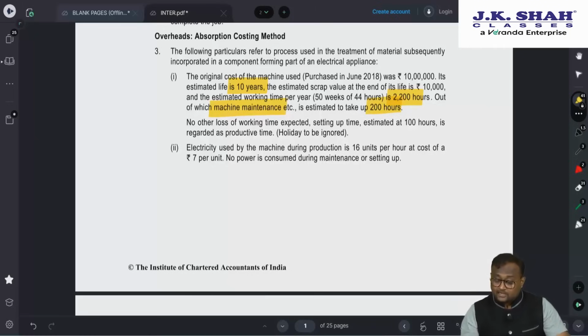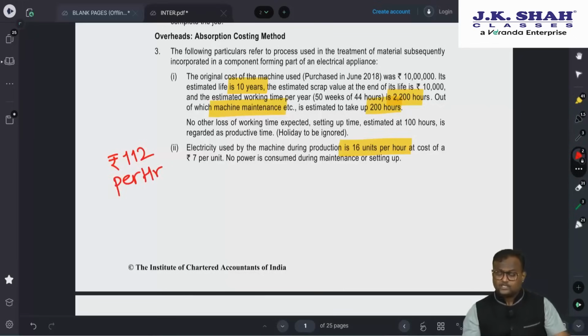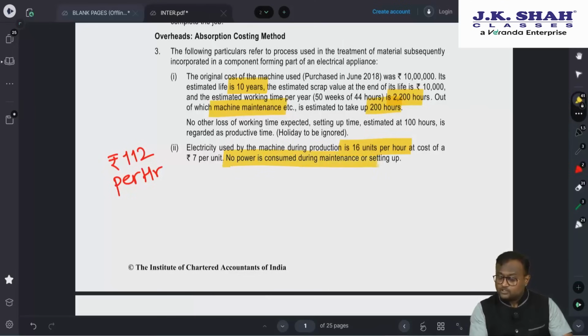Electricity used is 16 units per hour. If you use the machine for 1 hour, 16 units of electricity will be used, and each unit costs you 7. So can I say 112 per hour is your electricity cost. No power is used for setup.